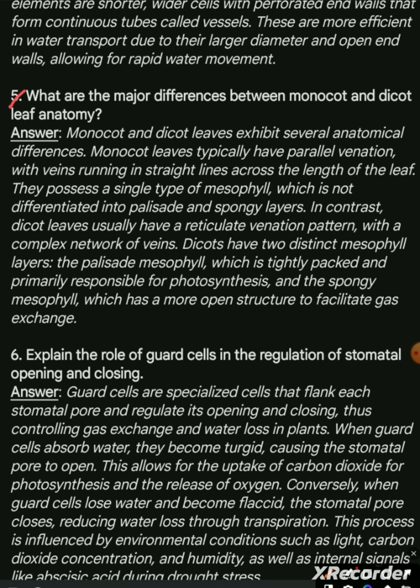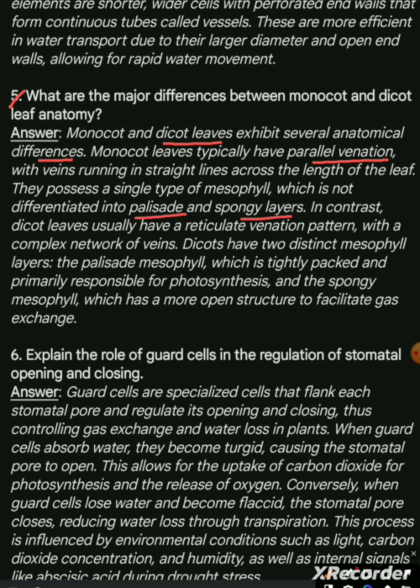What are the major differences between monocot and dicot leaf anatomy? Answer. Monocot and dicot leaves exhibit several anatomical differences. Monocot leaves typically have parallel venation, with veins running in straight lines across the length of the leaf. They possess a single type of mesophyll which is not differentiated into palisade and spongy layers.